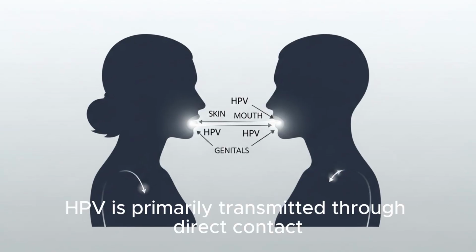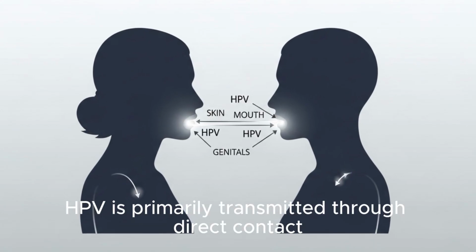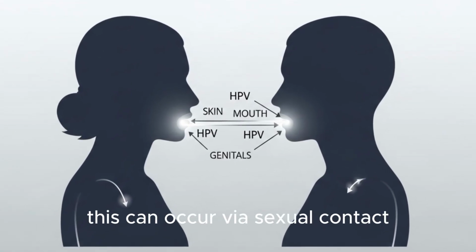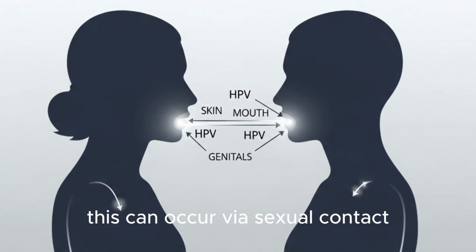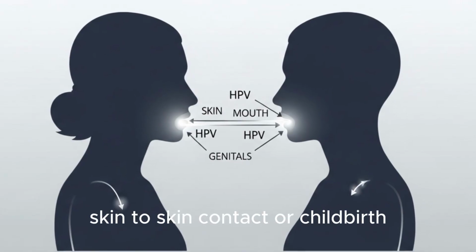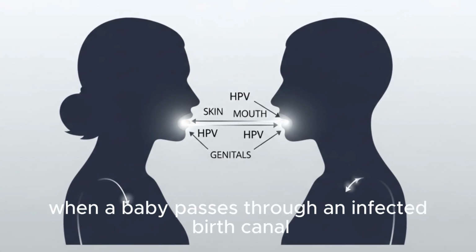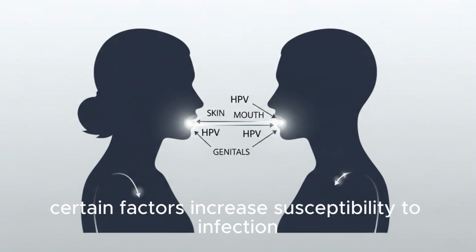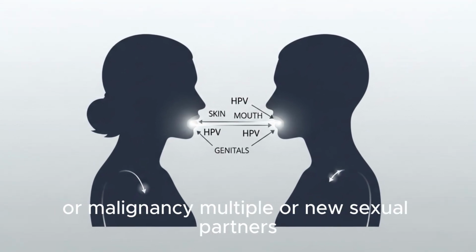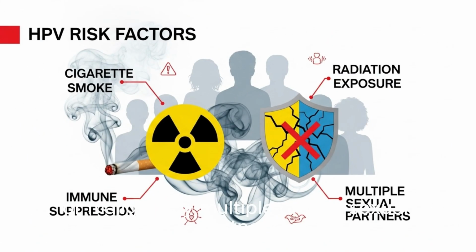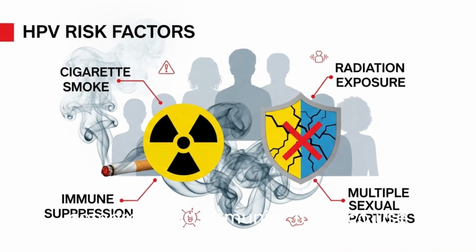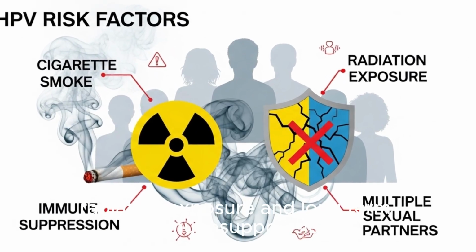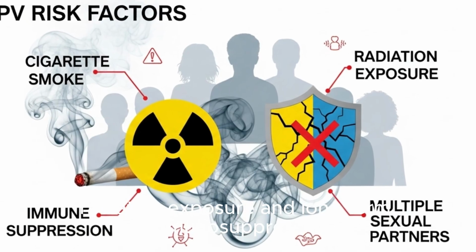Transmission and risk factors. HPV is primarily transmitted through direct contact with infected epithelial surfaces. This can occur via sexual contact, skin-to-skin contact, or childbirth when a baby passes through an infected birth canal. Certain factors increase susceptibility to infection or malignancy: multiple or new sexual partners, compromised immunity, tobacco use, radiation exposure, and long-term immunosuppression.